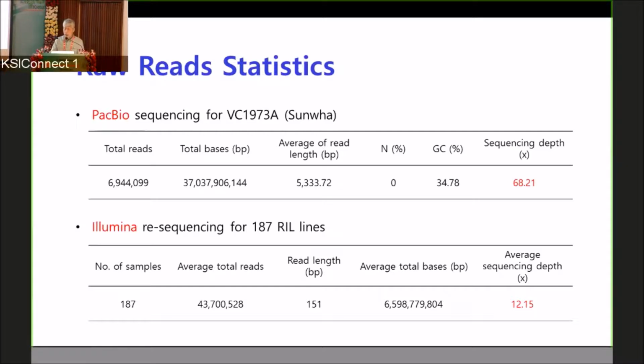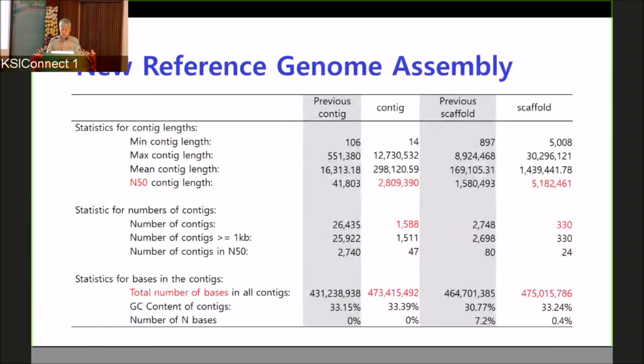By combining this PacBio long-read assembly and a genetic map, we were able to produce a new reference genome assembly. As you see here, the N50 of contig scaffold length was about 1.6 megabase for the previous data, but it was much improved to 5.1 megabase.